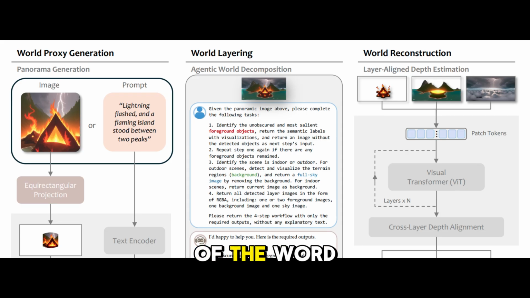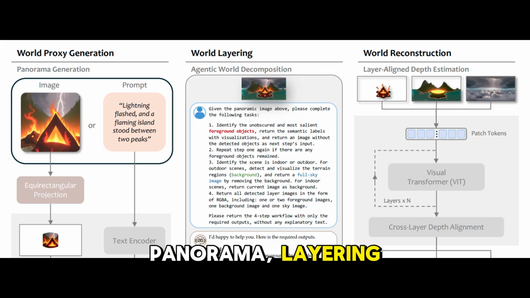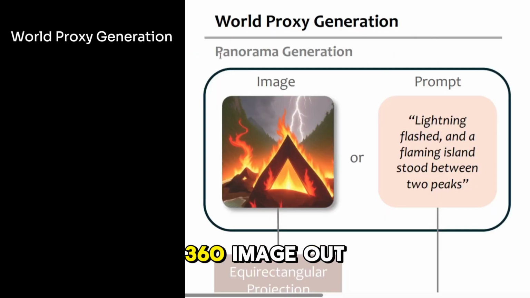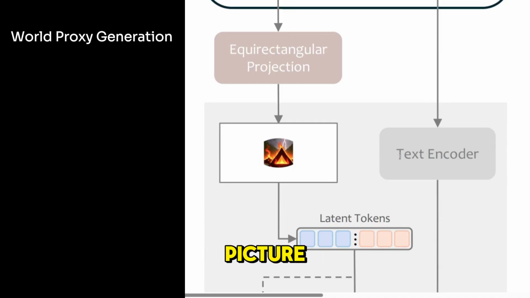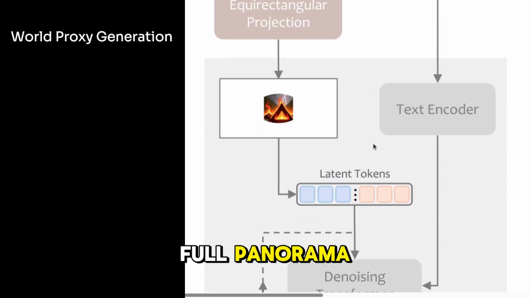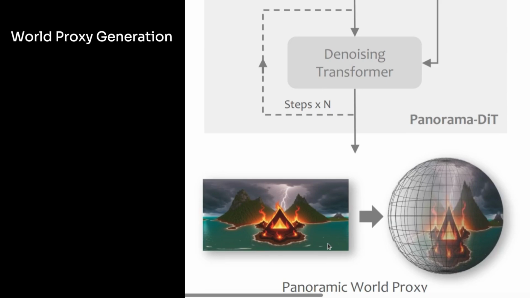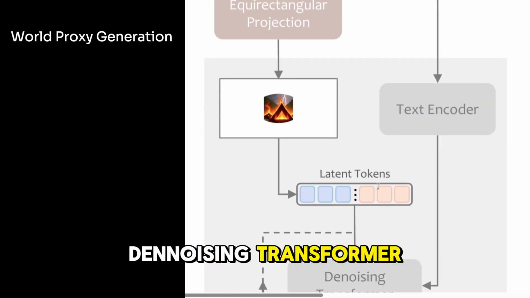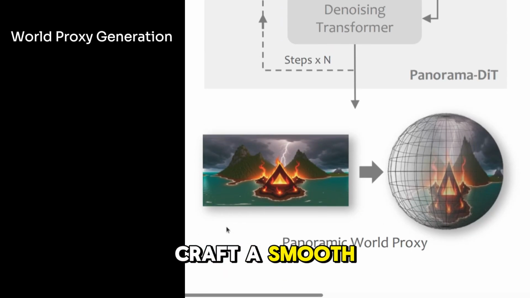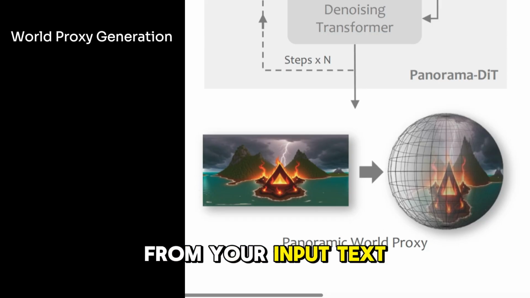We can think of the world generation as 3 steps: making a base panorama, layering the scene, and building a 3D world. First, we create a full 360 image of our world. You can give the system either a picture or a text prompt. If you give it a picture, it stretches that image into a full panorama. If you give it text, it turns your words into digital signals that the AI model can understand. Then a smart denoising transformer, a type of diffusion model, crafts a smooth, photo-like panorama from your input text.